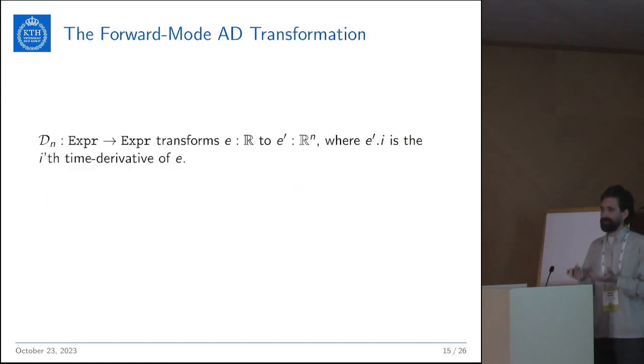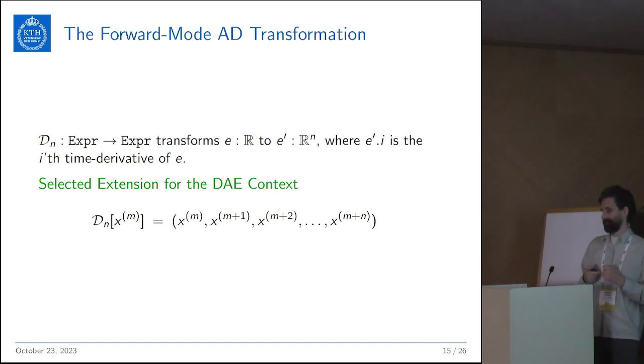The index reduction transformation, which takes this high index DAE program and turns it into a low index residual function, is driven by the forward mode AD transformation for higher order derivatives. In this context, this transformation transforms an expression of type real into a new expression of type tuple of reals, where the ith element of this transformed expression corresponds to the ith time derivative of the original expression. We extend this transformation with the dependent variables, and they transform as you would expect. We simply increment the derivative order of the dependent variable during the transformation.